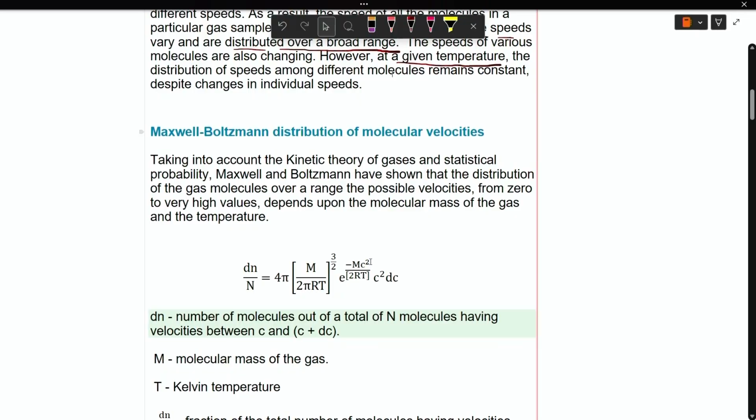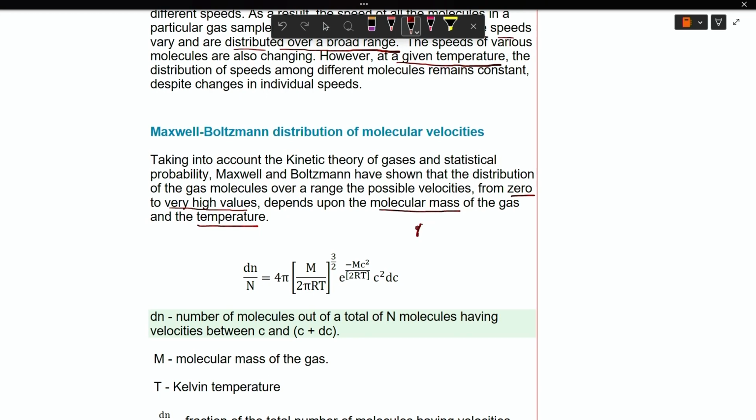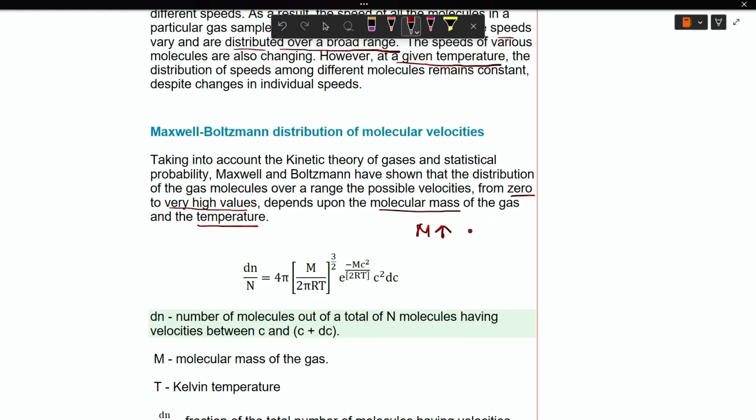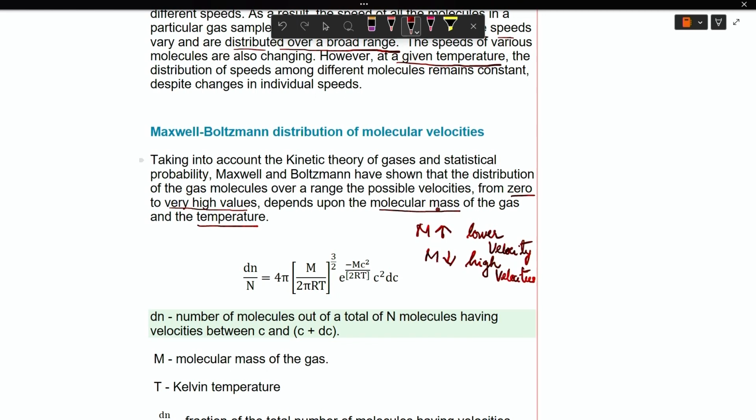Maxwell and Boltzmann have shown that the distribution of gas molecules over a range of possible velocities, from 0 to very high, that is the maximum value possible at that particular temperature, depends upon the molecular mass of the gas and temperature. Just for clarity's sake, if the molecular mass is high, naturally the molecule will be moving about with lower velocity. And vice versa, if the molecular mass is less, it can move more freely, so they will be having high velocities. So, that is the case of molar mass.